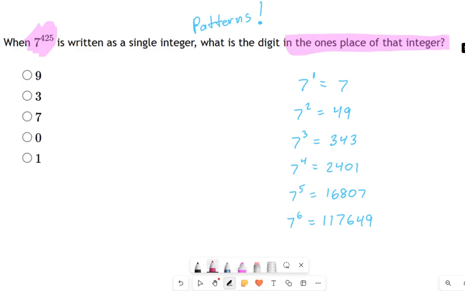Well, if you actually try to punch this into a calculator, it's not going to work. It's just too big. It's enormous. It's got hundreds of digits. So instead, we're going to have to figure out a smart way to do this, and that is by recognizing patterns.